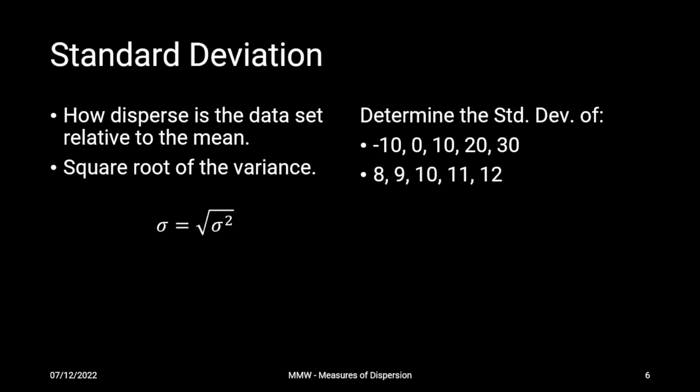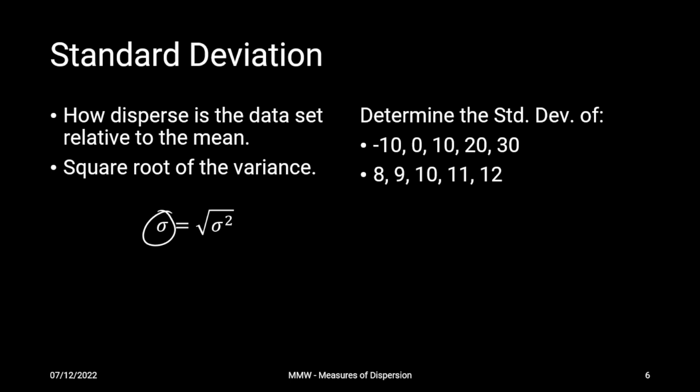Next, we have the standard deviation. Kung si variance tells us how far apart are the individual data from the mean, si standard deviation naman tells us how far apart is the data set, yung buong data set, relative to the mean. So this is equal to the square root of variance. So kung si variance is sigma squared, dito naman sigma na lang ang sign natin for the standard deviation.